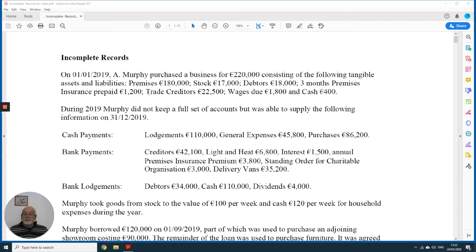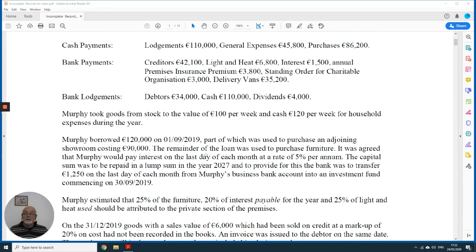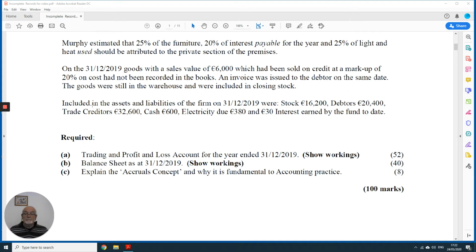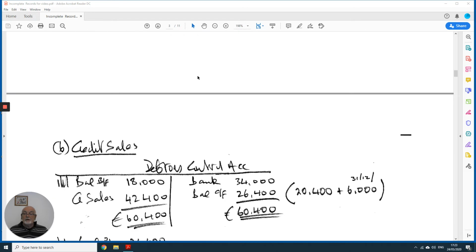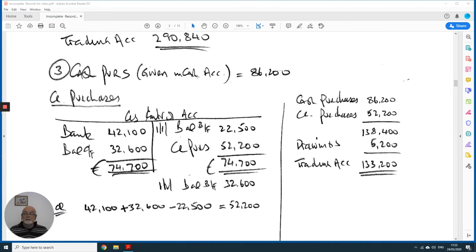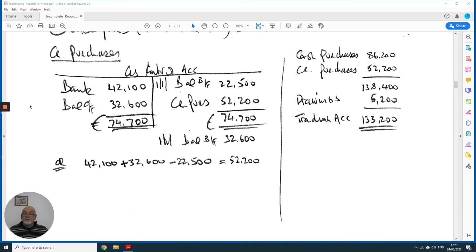At the start of the year, we see that we have trade creditors worth 22,500, that during the year we pay them 42,100, and at the end of the year we still owe our suppliers 32,600. And we put those three figures now into a creditor's control account to find our credit purchases. We can see here that we pay them 42,100 during the year, and that at the end of the year we still owe them 32,600.